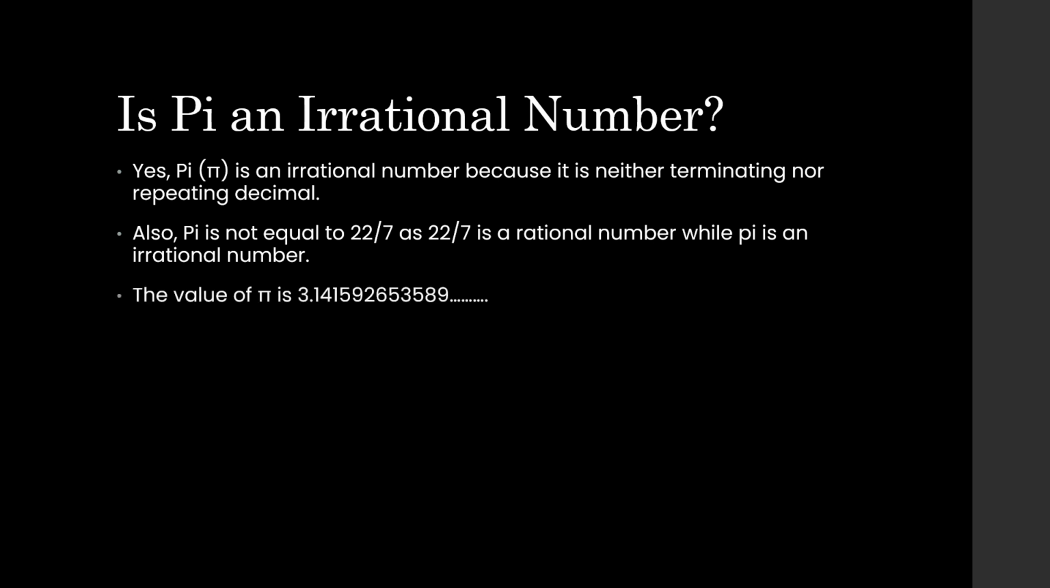The value of pi is 3.1415926 and so on. So it is a non-repeating decimal and also non-terminating. That's why it is an irrational number.